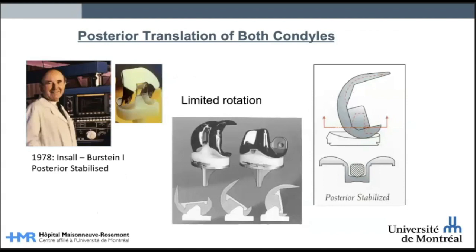Similarly, other designs to improve flexion, like the PS design, translate both condyles posteriorly from 40 to 60 degrees of flexion. So again, not replicating the normal femoral-tibial harmony in a normal knee.